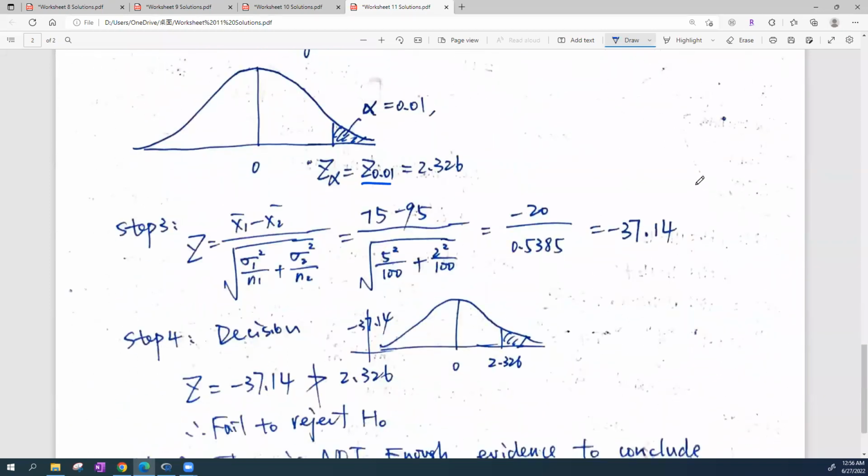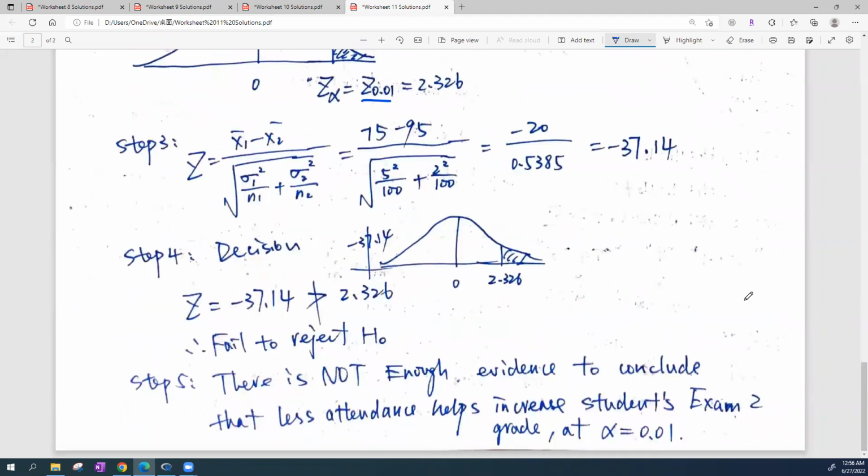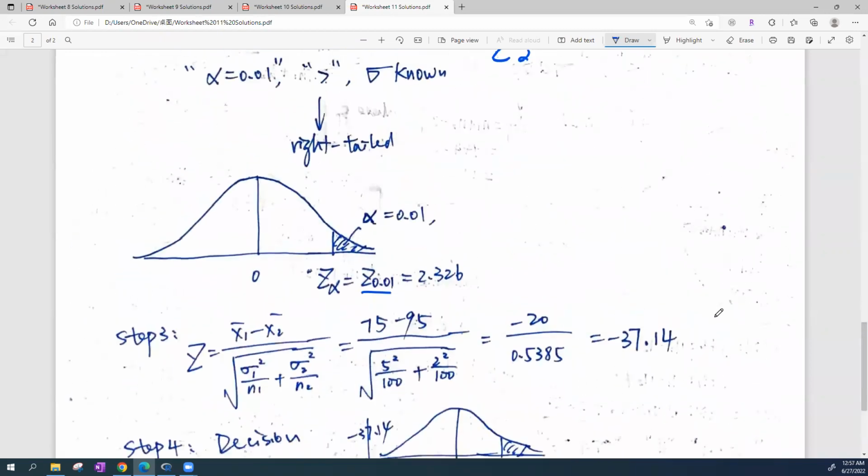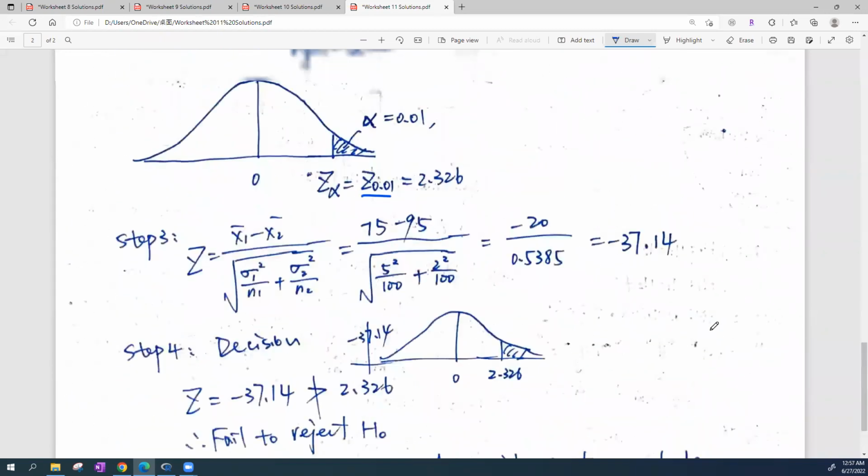And then step 3, test statistic, negative 37. So the decision: negative 37 is definitely not greater than 2.326. So we fail to reject the null. There's not enough evidence to conclude that less attendance helps increase students' exam 2 grade at alpha equals 0.01.